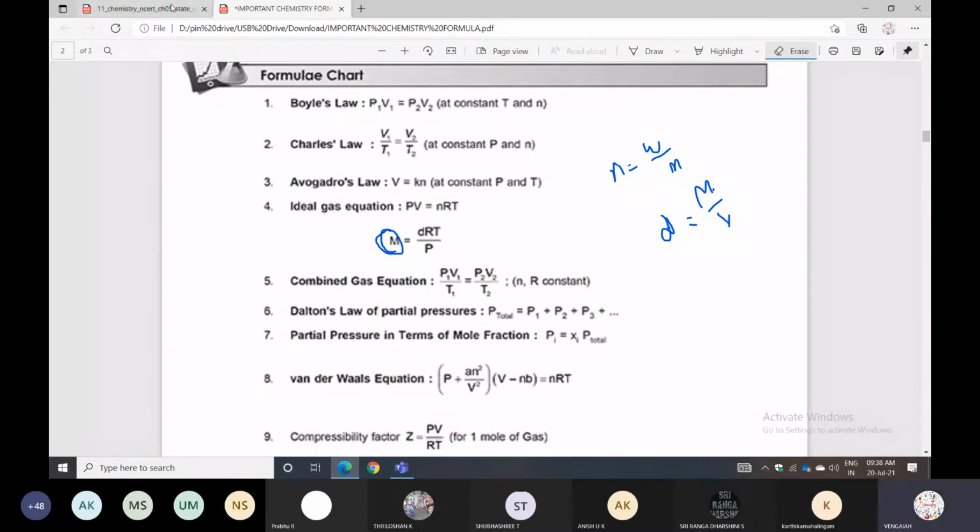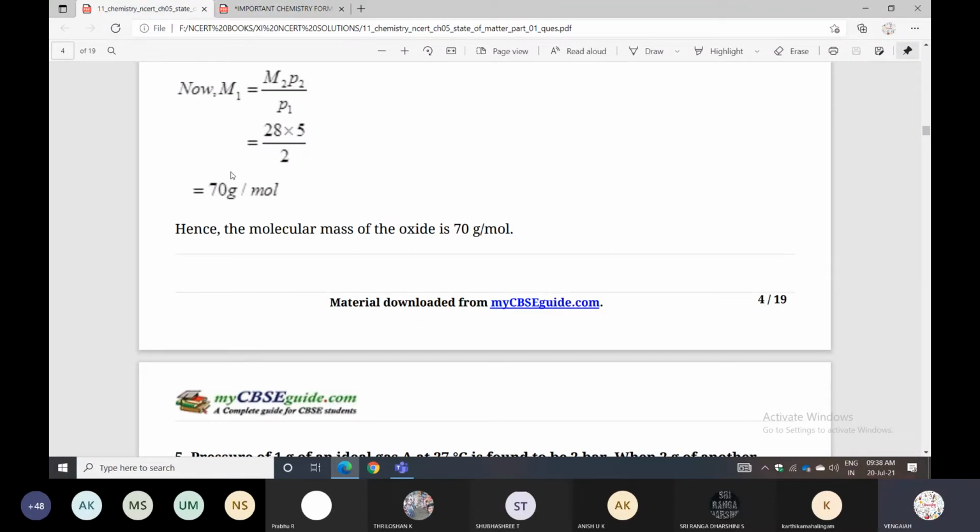Now listen. First question. Those who have the NCERT book can open it. You can follow me along with the NCERT exercise. First question, check it.